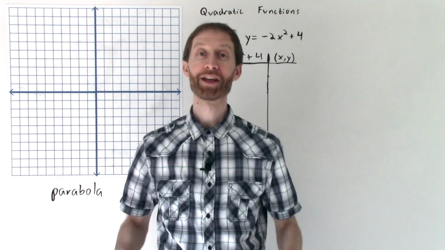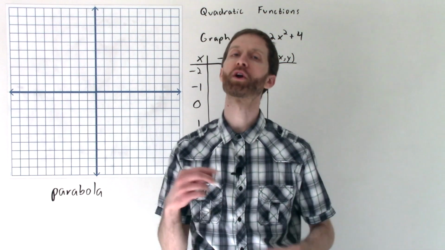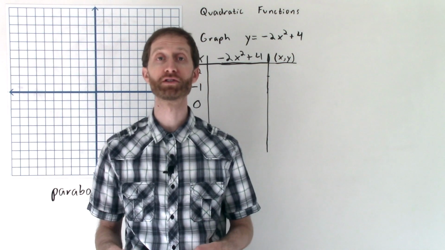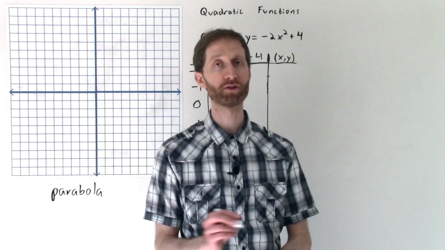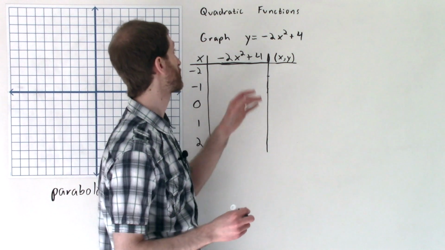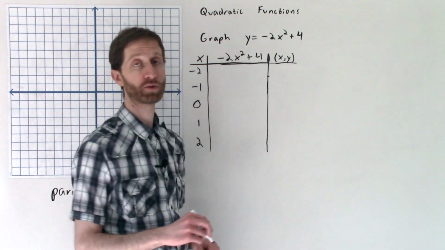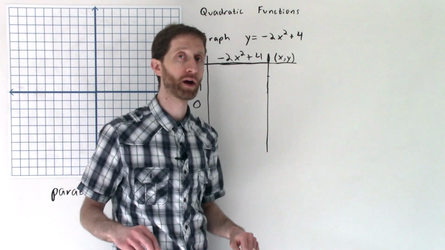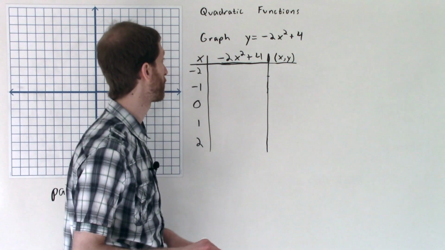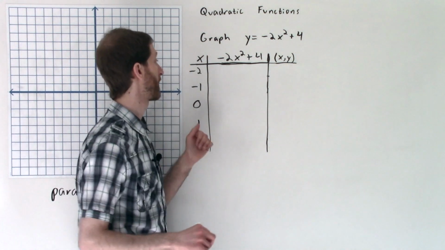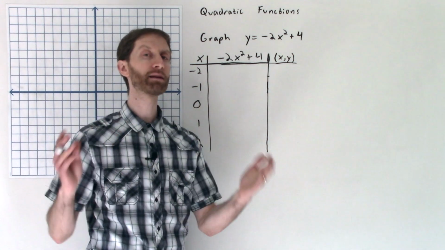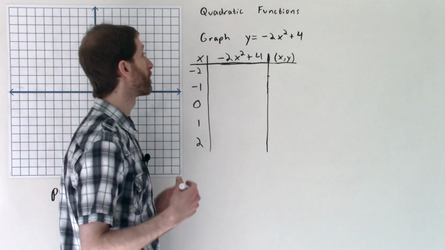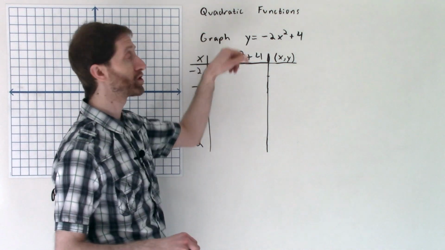Here we are on the flip side of the video where we're going to continue to graph quadratic functions of different varieties. And again, this is just an introduction of how to graph quadratic functions. So this function is y equals negative 2x squared plus 4. We just got done graphing y equals x squared. Let's see how this one differs. Similar to what we did in the last problem, we picked negative 2, negative 1, 0, 1, and 2 to get nice symmetry in our graph. We're going to expect a parabola for this quadratic function.